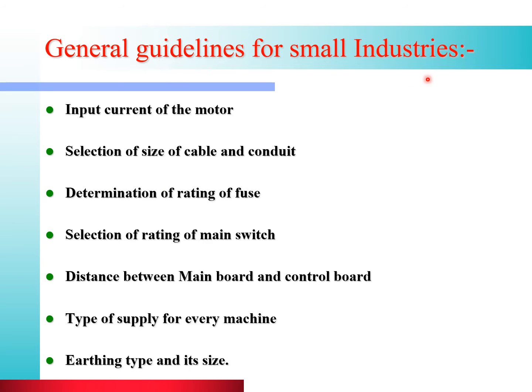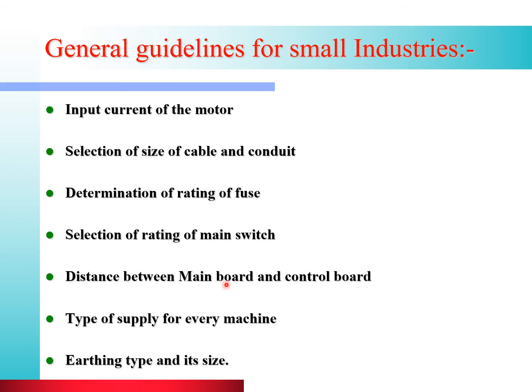These are the general guidelines for calculating the small industrial load. First, calculate the input current of the motor by using the formula for single phase and three phase motors separately. Then, select the size of cable and conduit for motor wiring. Then, determine the rating of fuse of each motor, ICDP switch, etc. Then, select the rating of the main switch.